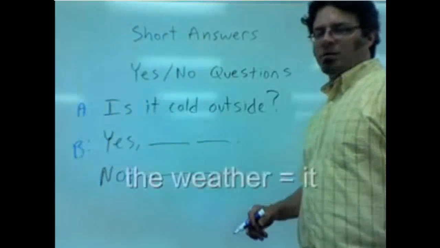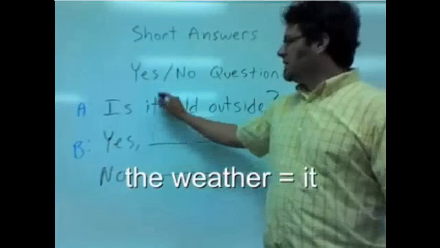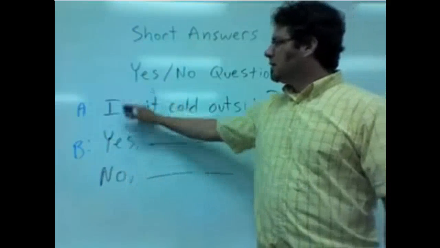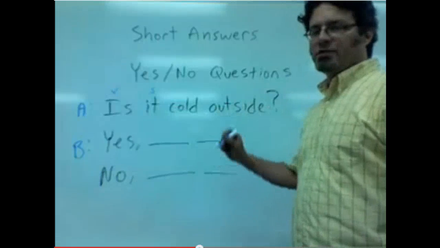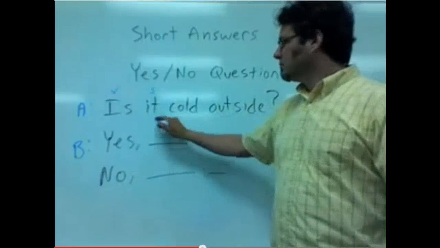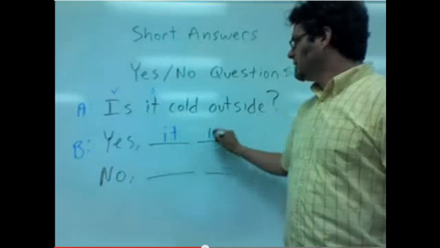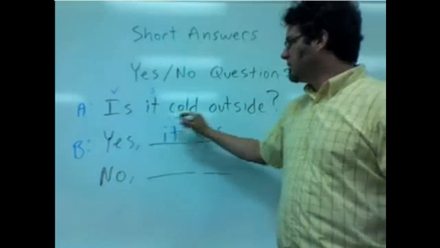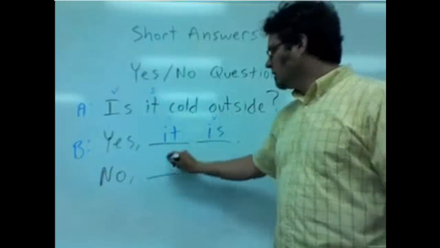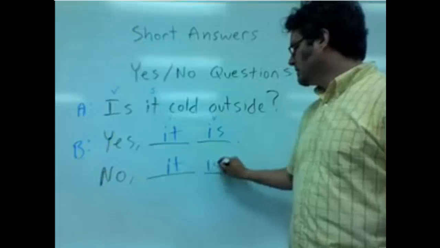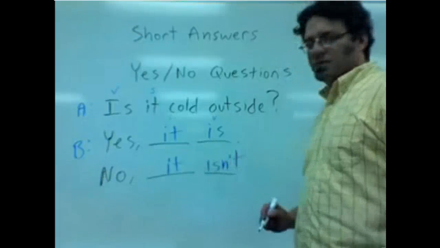When describing the weather, you can use the subject, it. Is it cold outside? Answer, yes. It is. This is the subject and this is the verb. Negative, no, it isn't.